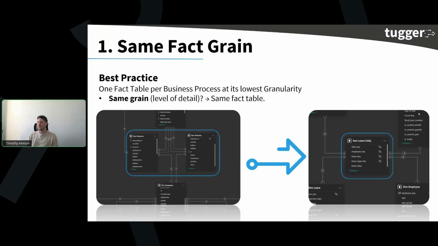So if you ever come across these kinds of things, maybe it's worth prompting your AI and asking, I've heard that it's best to keep things on the same fact grain. How can I do this with my model? Should I be combining these or should I not be combining them? And then maybe that will help you understand what the best approach is for you.